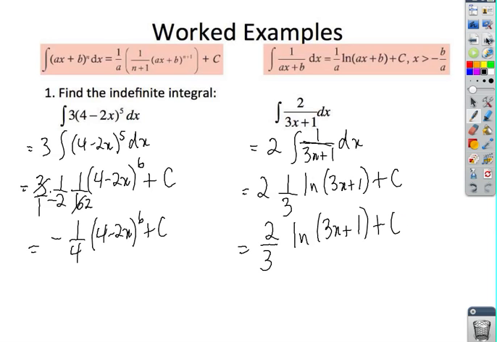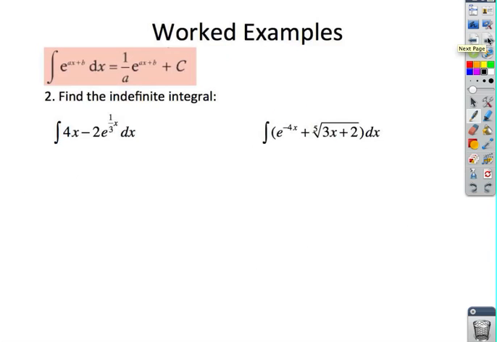To the next page for a couple more examples. In these cases, these also involve e, but you can tell that they're also using the sum and difference rule. A way that you could rewrite this is to write each of these integrals individually. So the integral of 4x dx minus, and again, I'll just take out the constant right away, so make that minus 2 times the integral of e to the 1/3 x dx. Don't forget the dx. The dx is very important as well.